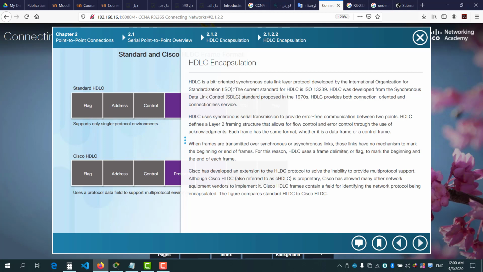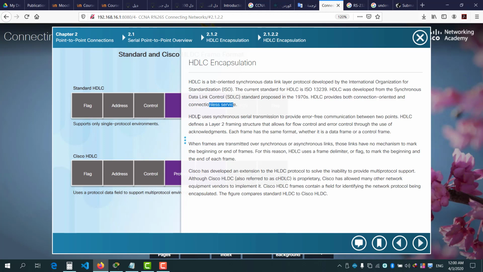ISO, okay, the International Organization for Standardization. Okay, this standard is developed by the ISO institute. The current standard for HDLC is called ISO 3239. Okay, HDLC was developed from Synchronous Data Link Control, SDLC, in 1970. Okay, 1970. HDLC provides both connection oriented and connectionless service.